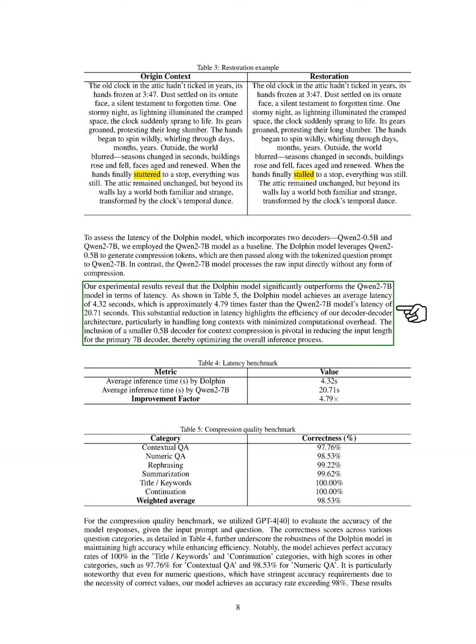Our results show that the Dolphin model is significantly faster, with an average latency of 4.32 seconds, which is about 4.79 times quicker than the Qwen2-7B model's 20.71 seconds. This efficiency is largely due to our decoder-decoder architecture, which effectively manages long contexts with less computational load.